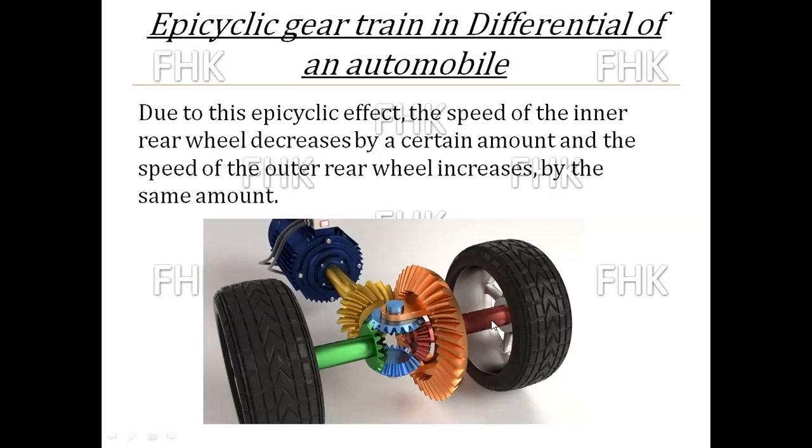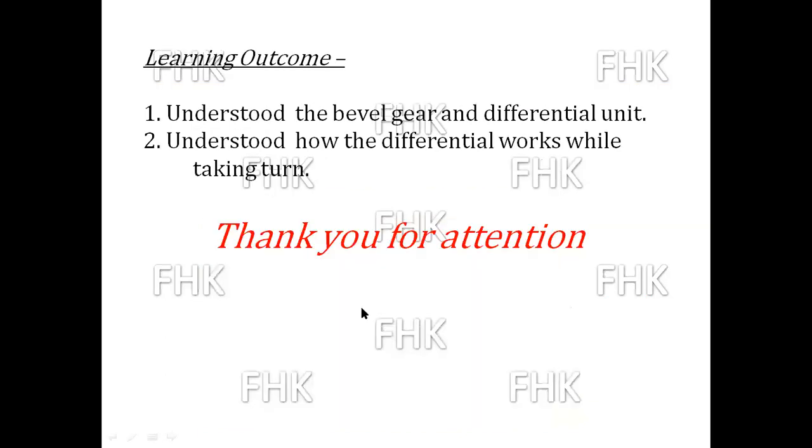The right-side axle is getting motion from the crown wheel, so that wheel has different motion. So you get omega 1 not equal to omega 2 while taking the turn. This is the specialty of the differential unit used in automobiles.